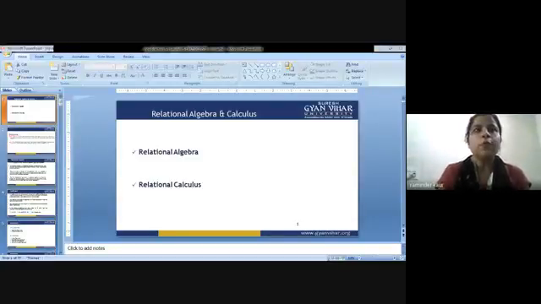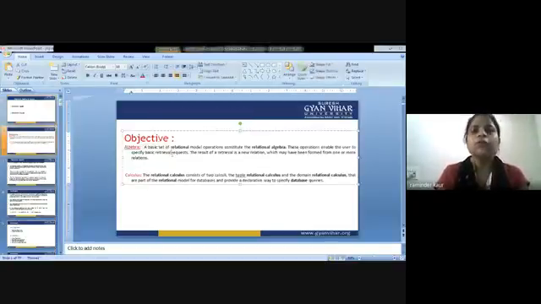Before moving into the detail about relational algebra and relational calculus, I am going to discuss the objective behind the same. What is the objective of learning relational algebra and what is the objective of learning relational calculus? So, what is the objective of learning relational algebra?